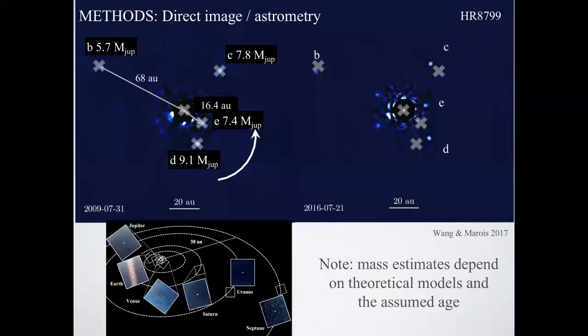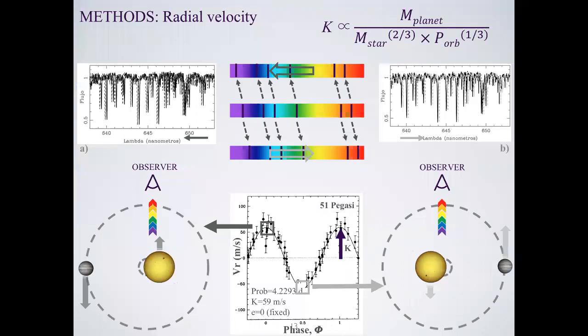Because the final masses we are going to be able to derive will depend on whether the system is very old or very young. This complex plot actually gives you information about the first method that was used to detect a planet, a giant hot planet around a solar-like star. It was around the star 51 Pegasi, and we are using the radial velocity method.